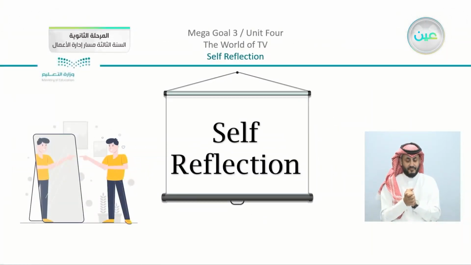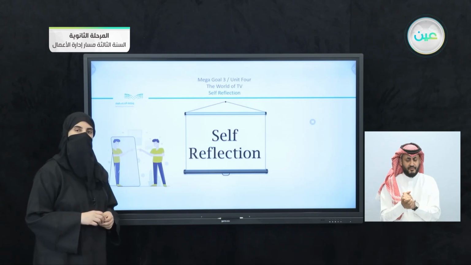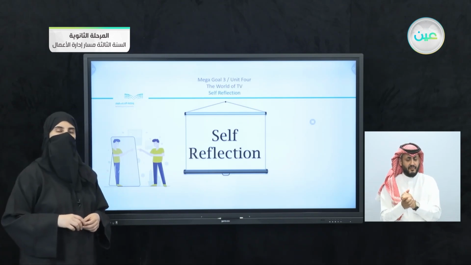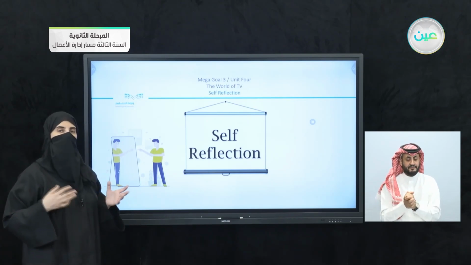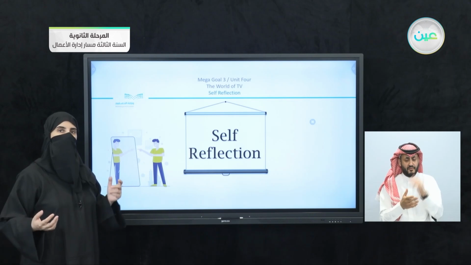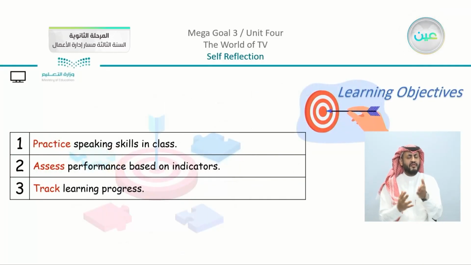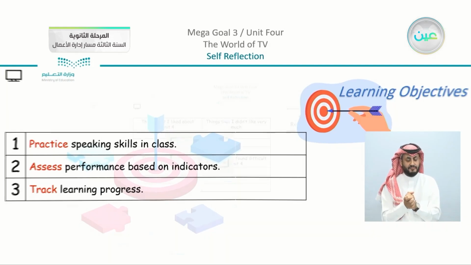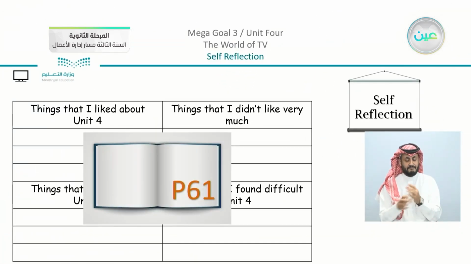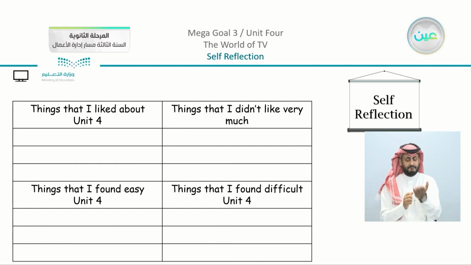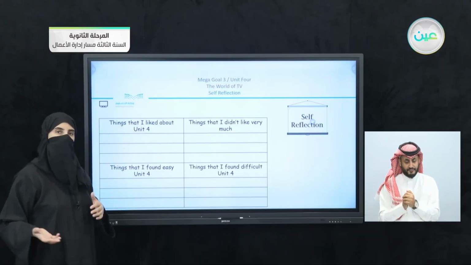So we have come to the last part, which is going to be the self-reflection. Of course, we self-reflected in all the units before, Unit 1, Unit 2, and Unit 3. Coming to our end here, we have here the objectives of the self-reflection: to practice speaking skills in class, assess performance based on indicators, and track learning progress. So you can see on page number 61, we have the same table as we have had or discussed before.